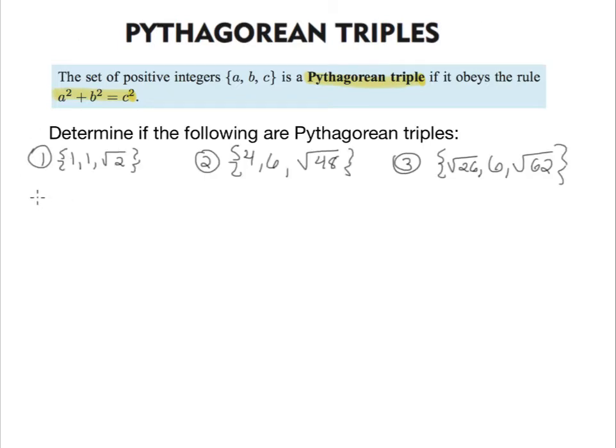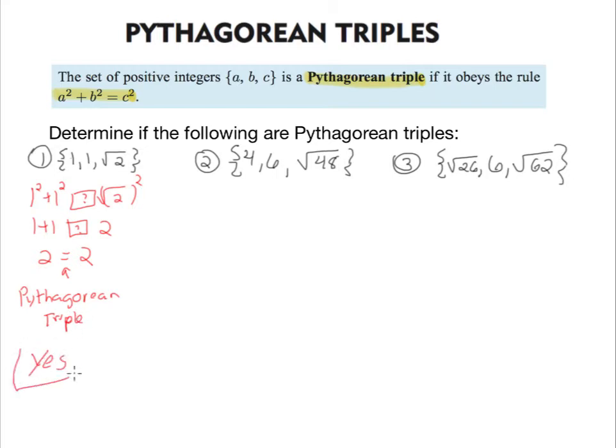So I'm going to take the two smaller sides, square them, and add them together and see if it equals the longest side squared. So in this case, that's 1 squared plus 1 squared. Is that equal to square root of 2 squared? So I get 2 equals 2, so that's true. 1, 1, and square root of 2 are Pythagorean triplets, and my answer to this question is yes.